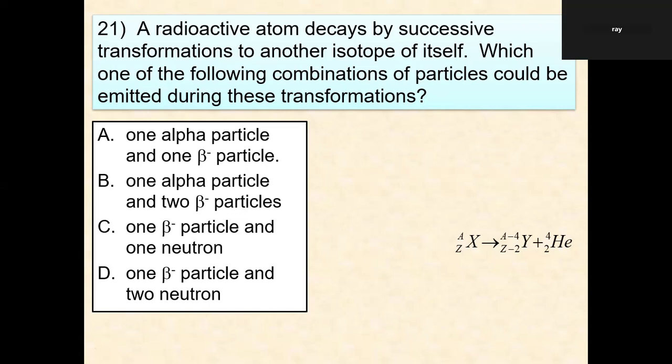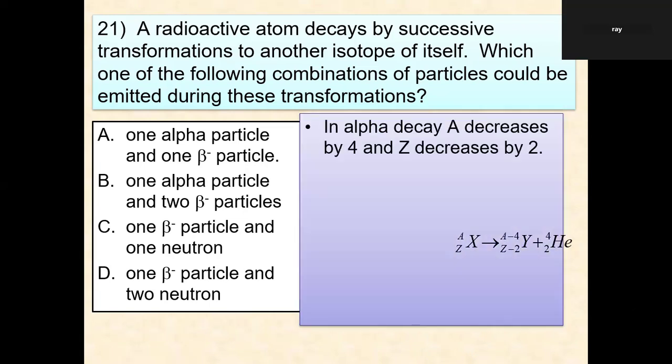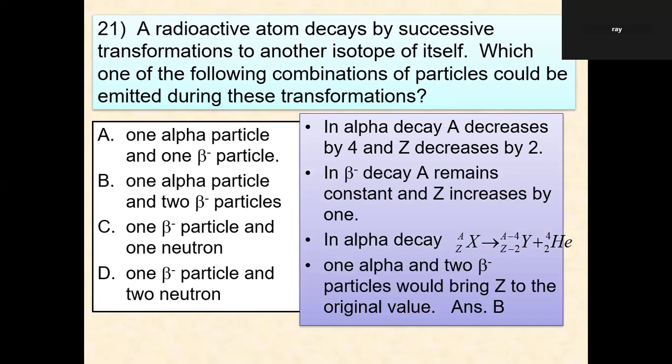So one alpha and one beta, no, cannot be. Because one beta minus will increase Z by 1 only, whereas one alpha will decrease A by 4 and Z by 2. So you want the same Z, so you have to increase this one by 2. Each beta minus decay, the Z increases by 1. So answer is C. Can see the reasoning.